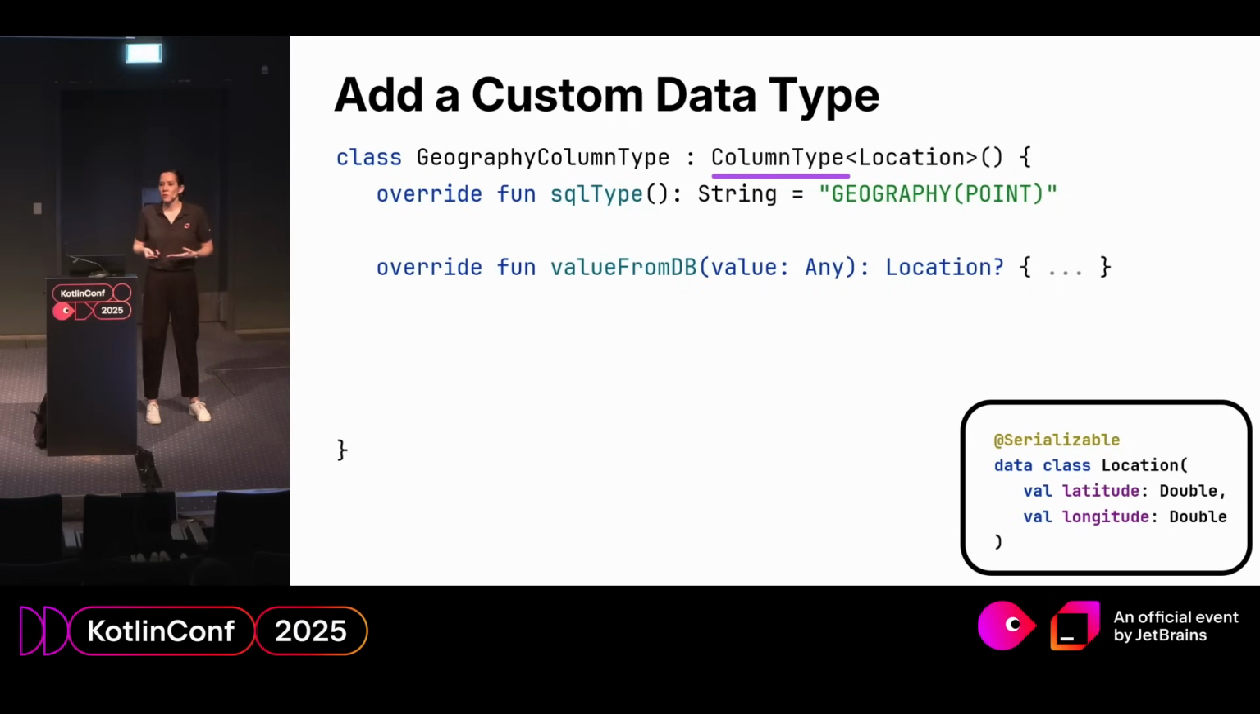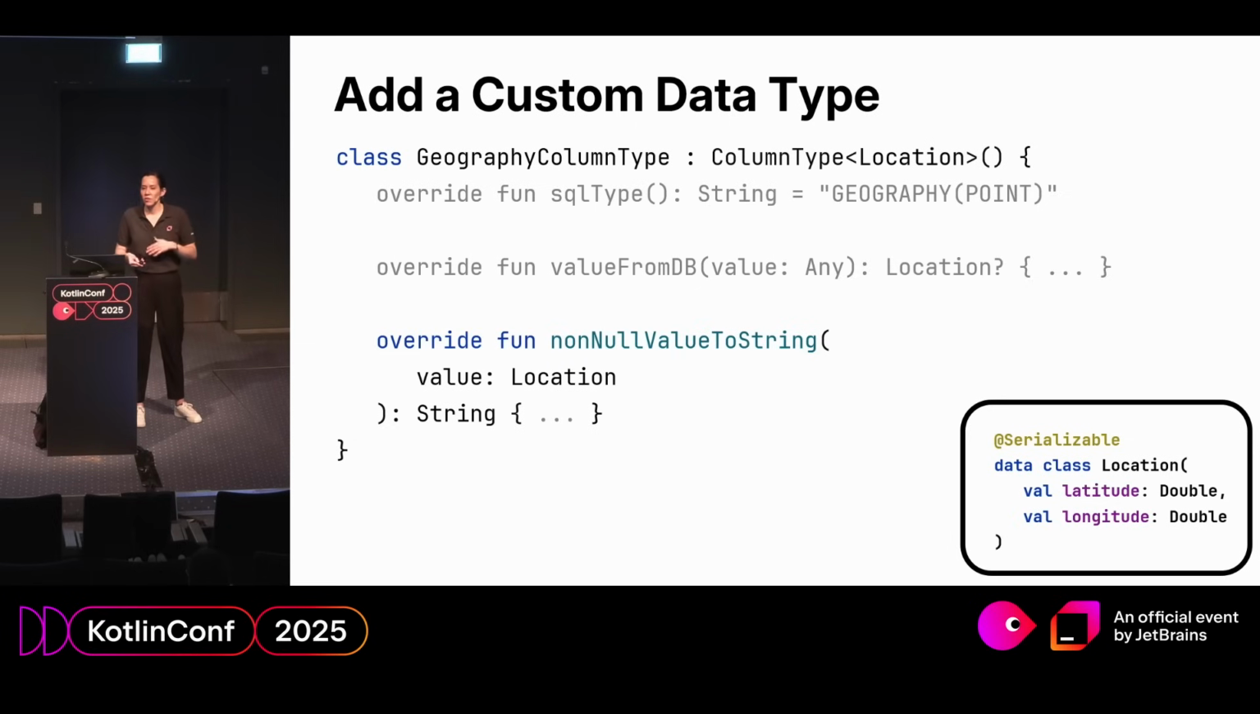So we can do so by extending column type. We have our own special data class to store our location. We create a column type that will accept that data class, and the only two methods that are absolutely necessary for defining our column type is to say what does that type map to in the database, for us it is geography, and how to parse the value that's returned by the database from that column type.